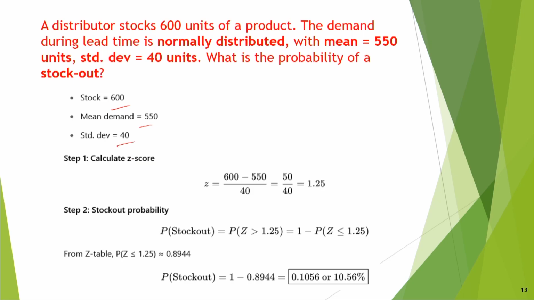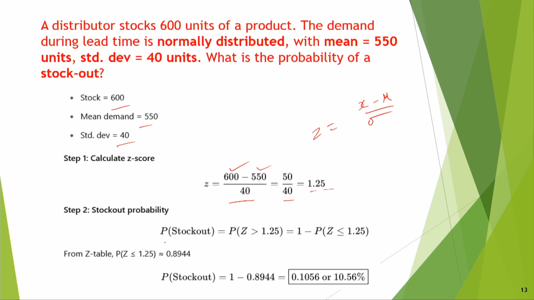So, you can calculate the Z score for this value. I have 600, but the demand is 550. Z is equal to x minus mu divided by sigma. This is the standardization, the normalization, the Z score. So, x is 600, mu is equal to 550, standard deviation is 40. This becomes 50 by 40, which is 1.25. Therefore, Z becomes 1.25.